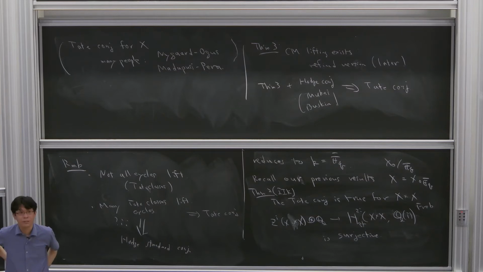Any other question? Okay. Oh, Frobenius? Yeah, it is easy. Using the Kuga-Satake construction and semi-simplicity of Frobenius on abelian varieties.